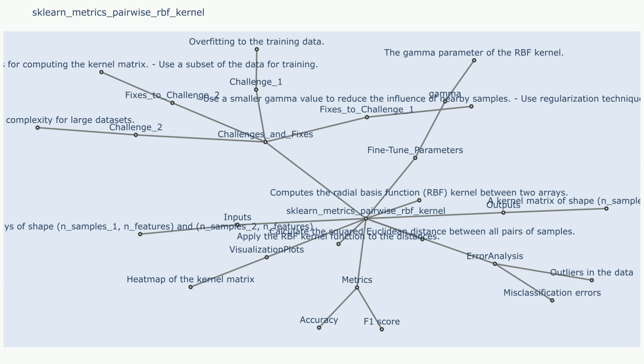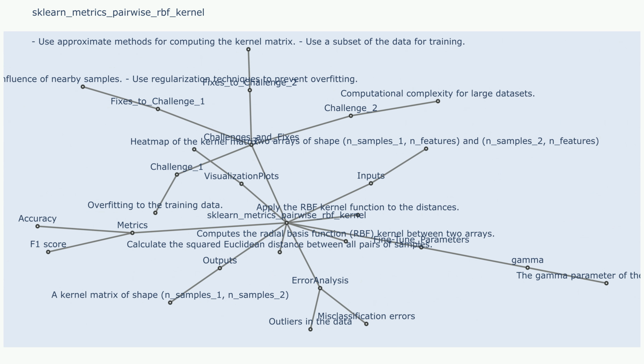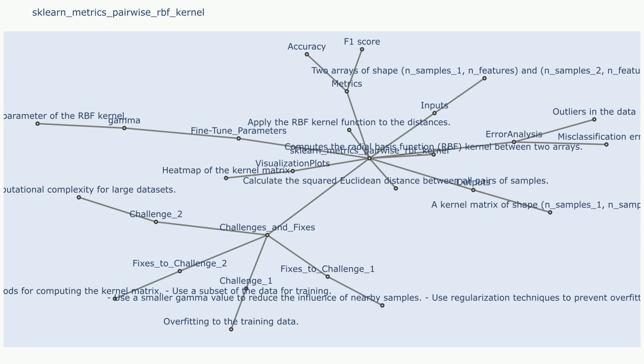Visualization plots: heat map. A heat map can be used to visualize the pairwise RBF kernel values. The X and Y axes represent the data points in X and Y, respectively, and the color intensity represents the similarity between the corresponding points. Scatter plot: a scatter plot can be used to visualize the relationship between two features in X and Y. The color of each point can be determined by the corresponding RBF kernel value, indicating the similarity between pairs of points.